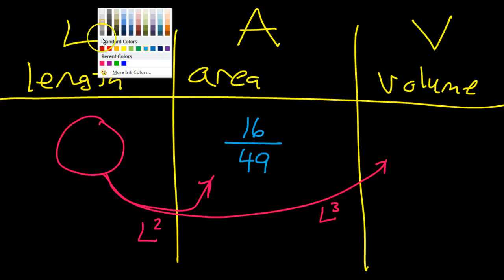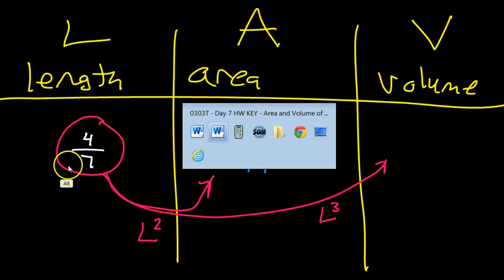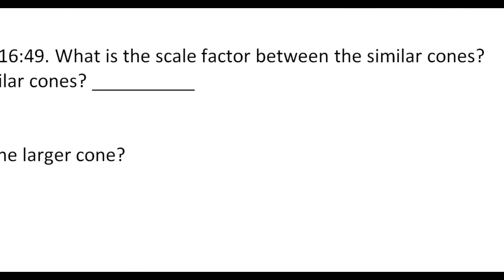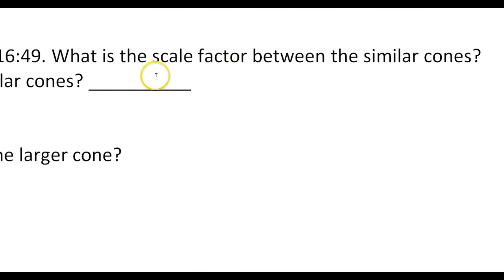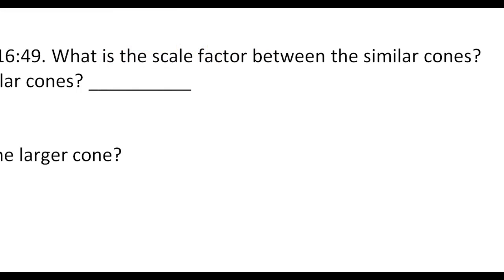So let's think backwards. What length scale factor would give me this area, considering I have to square it? Well, 16 is 4 squared, and 49 is 7 squared. So the length scale factor must be 4/7. Okay, now, all right, so if they just say scale factor, that automatically means length.